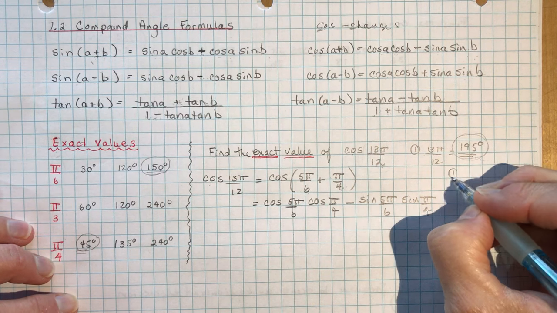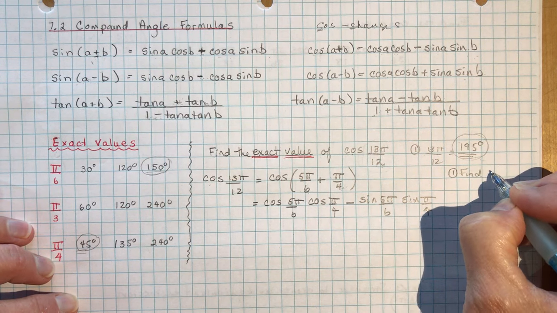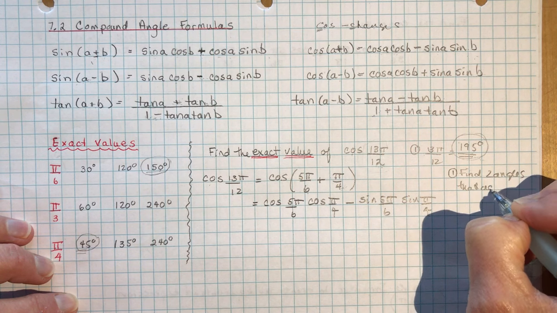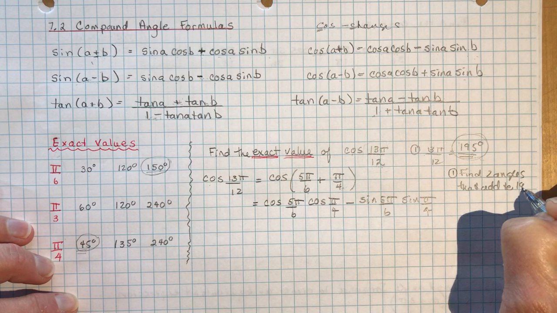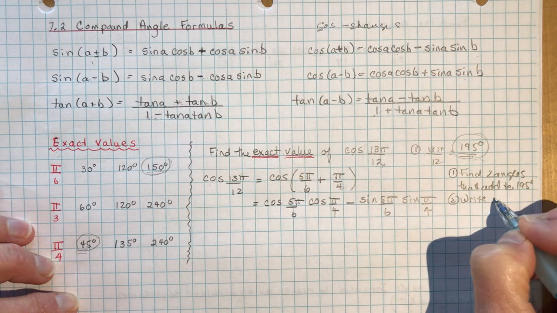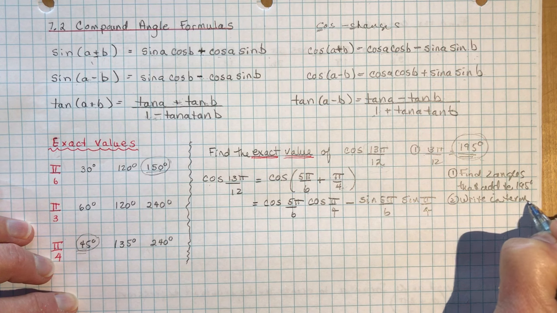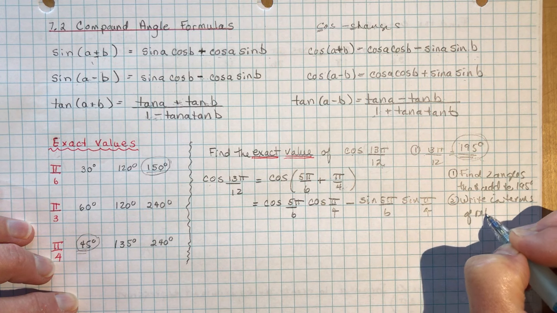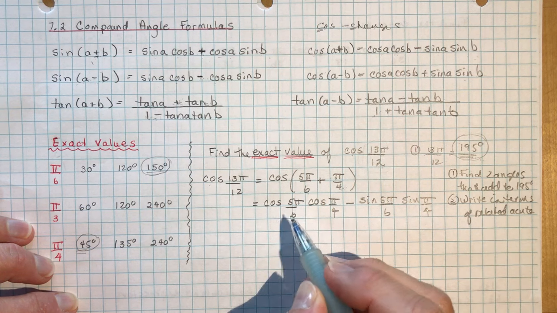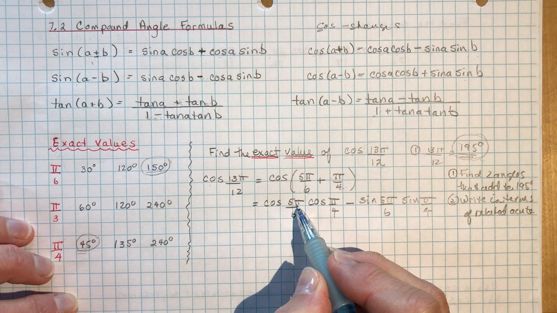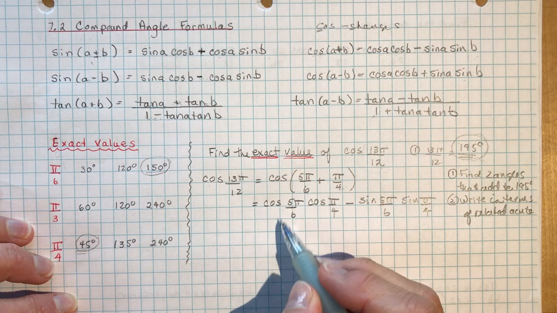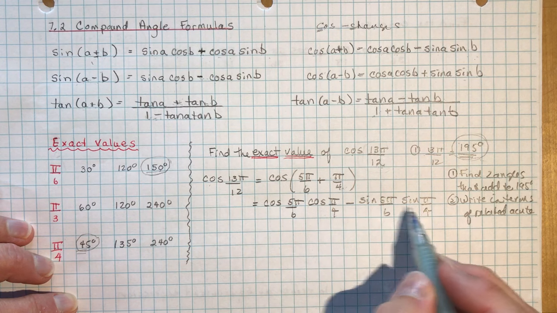So first, find two angles that add to 195. And the second thing is write in terms of related acute angles. Okay, so that's why we did all that practice with the last lesson. So this isn't an acute angle, 5 pi over 6, because remember 3 pi over 6 would be 90 degrees, so I'm in the second quadrant. This one's okay, you don't have to change that one.